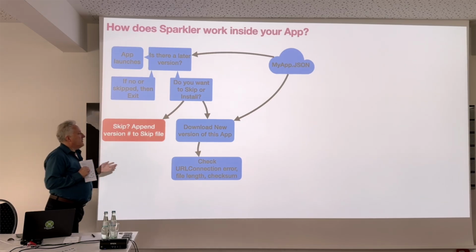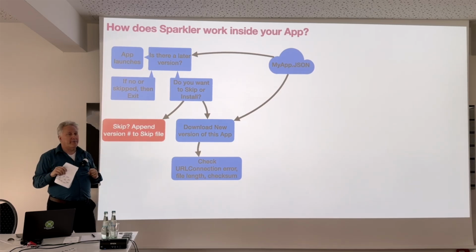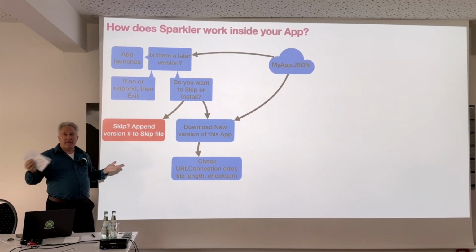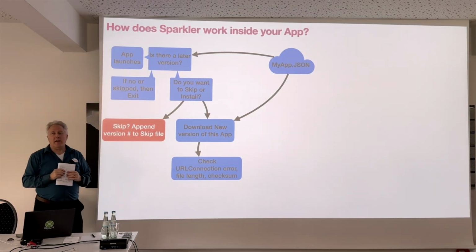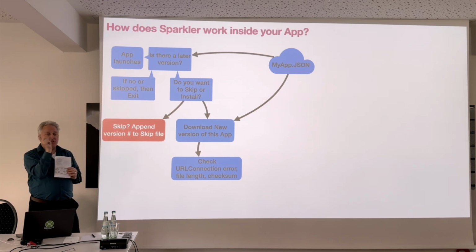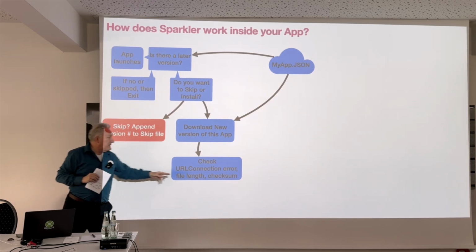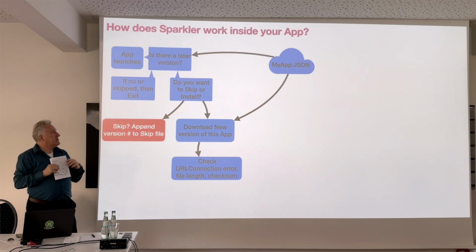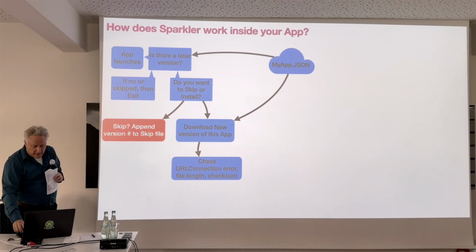Once it's downloaded it, it'll check to see were there any URL connection errors in downloading the file. If there were, it'll display the error and just move on. But if there are no errors, it'll then check the file length. The JSON file tells me it should be this size, but the file I've downloaded might be different, in which case it'll give an error and won't install. It'll then do a checksum. Is the checksum of the file downloaded the same as what I've got in the JSON file? Yes, it is. That's fine. Good. We're ready to install.